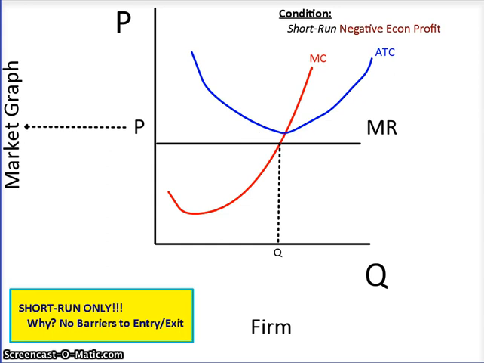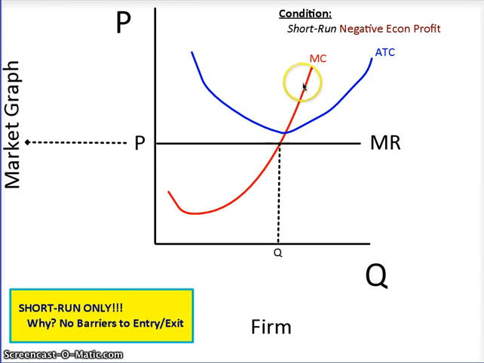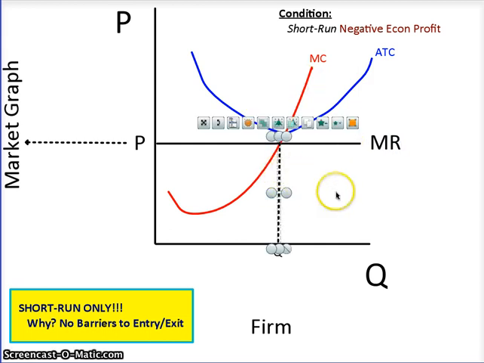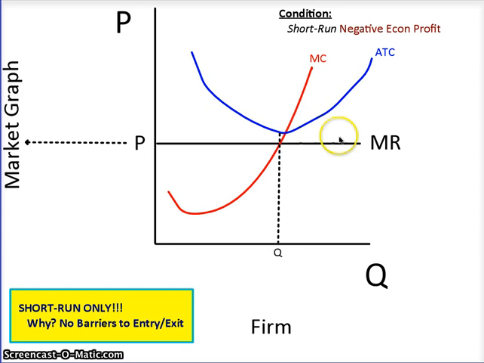Negative economic profit, again, step one, never forget, identify profit maximizing quantity. The profit maximizing quantity in this particular case is set by MC equals MR, and you see the line here. Now what we want to do here is take this profit maximizing quantity and extend that line all the way up until it hits the ATC.